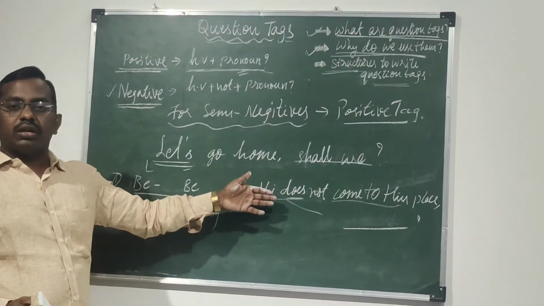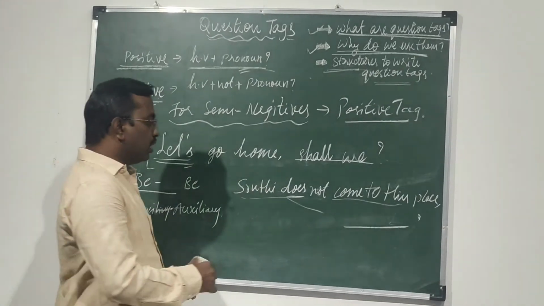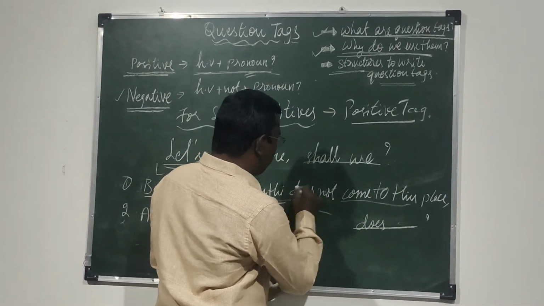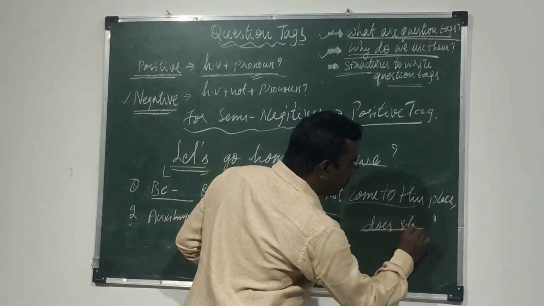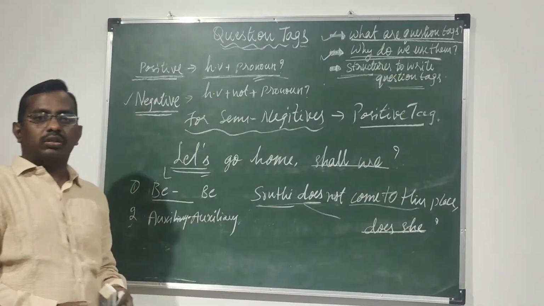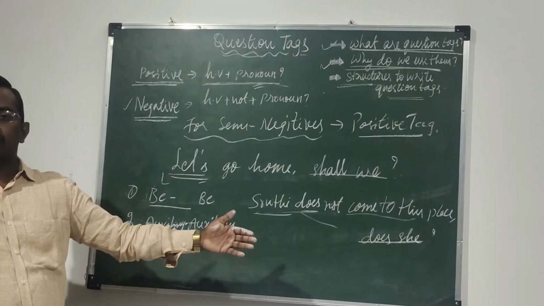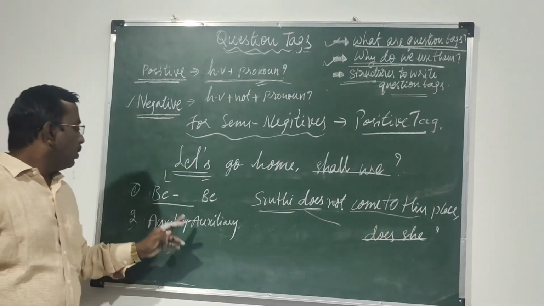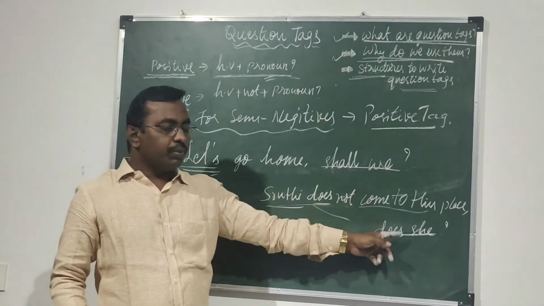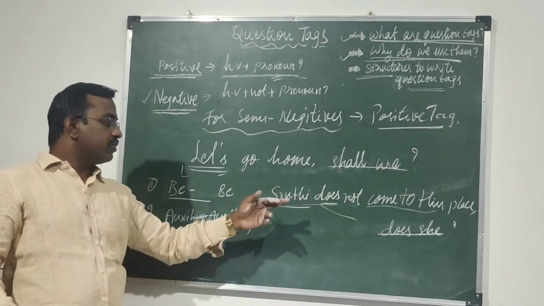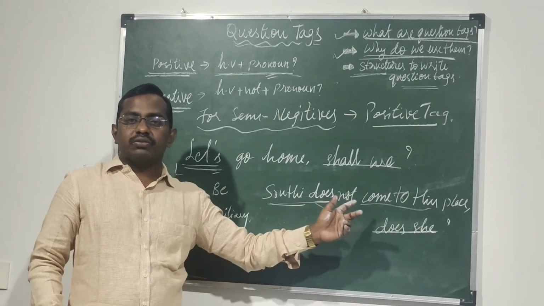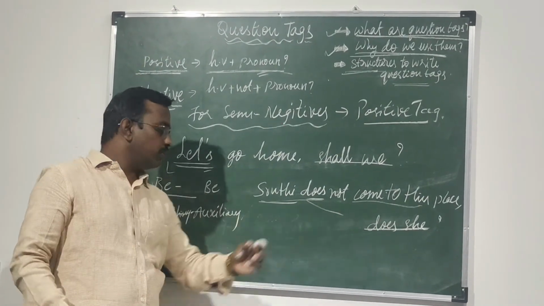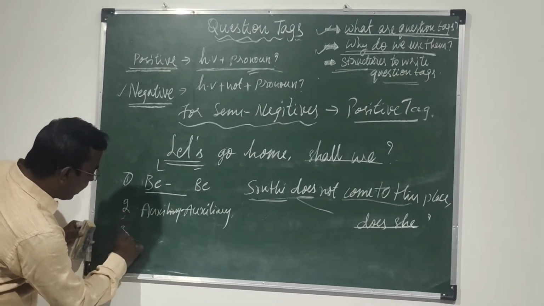The sentence is in a negative form, so we take a positive tag. Does, right? Shruti is female, so write the pronoun she. Does she? She doesn't come to this place. Generally, she doesn't come to this place. Does she? So, when there is a be form, we use the same be form in the question tag as a helping verb. When there is an auxiliary word, we use the same auxiliary word in the question tag as an auxiliary helping verb.